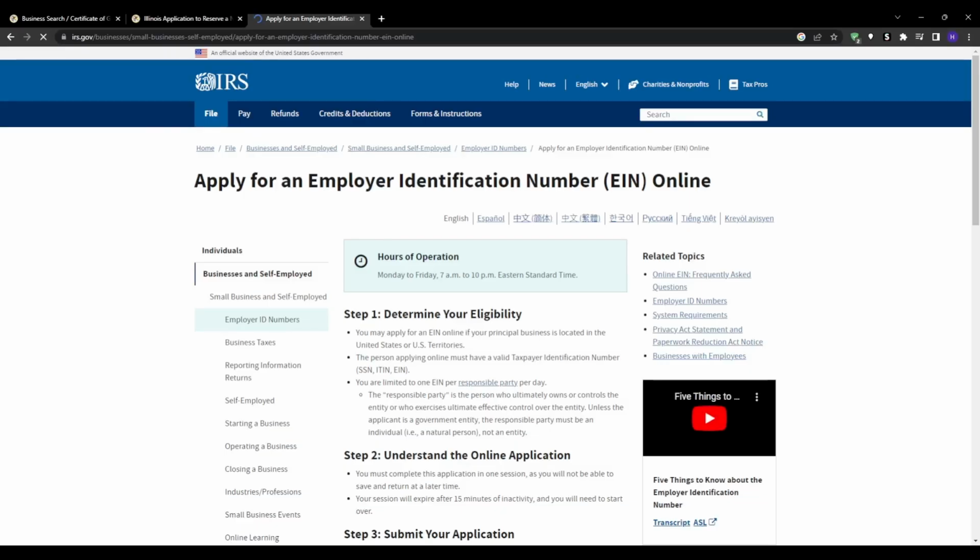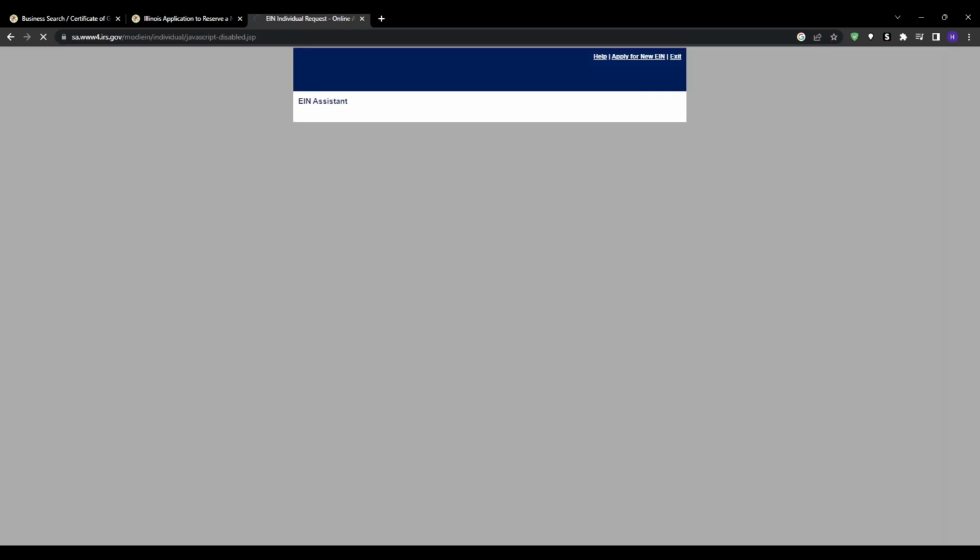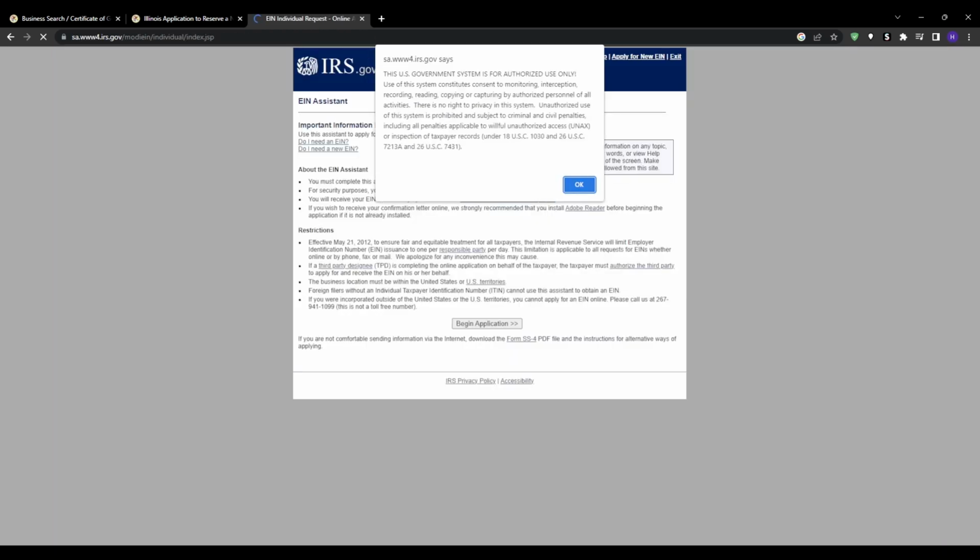The EIN process is different than the LLC one because the EIN is the same for every state. However, the LLC is different for each and every single one as they have different forms and so on.